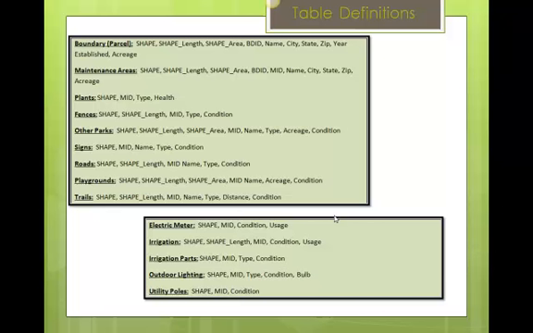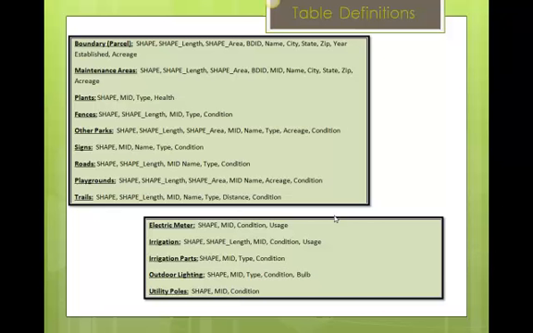So in terms of my table definitions, you have that main boundary parcel, that big account number, the name of the parcel, the city, the state, the zip, the year it was established, its acreage. Maintenance areas have the BDID and their own MID, name, city, state. Plants have that unique identifier, the MID, the type of plant, the health or condition. Fences, MID, type, condition.